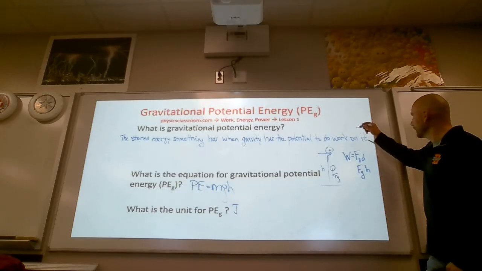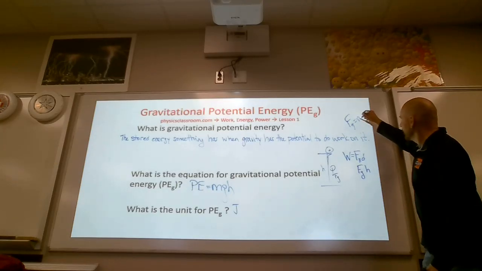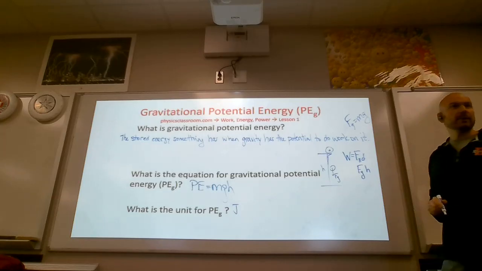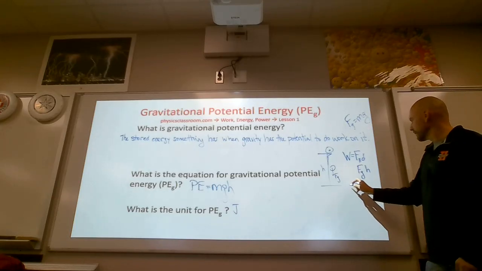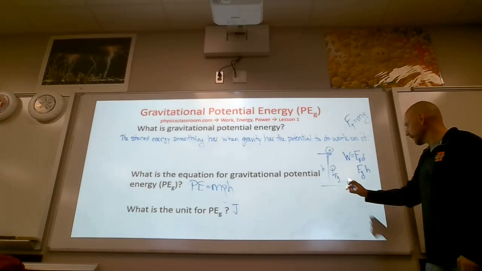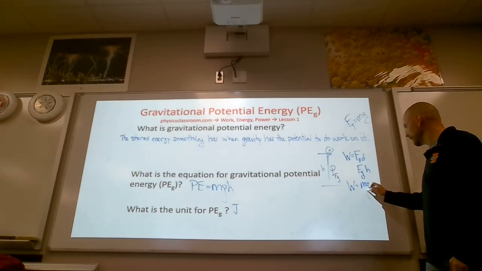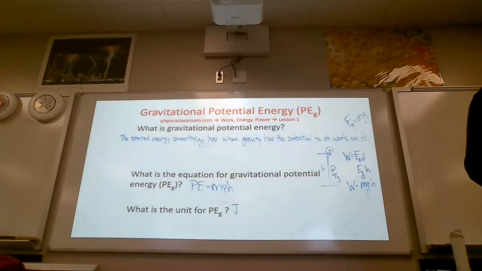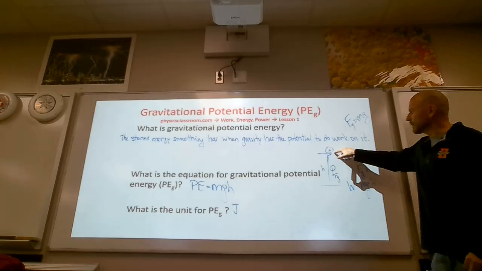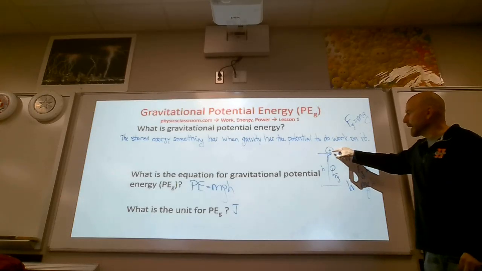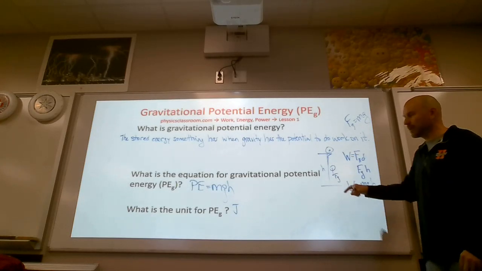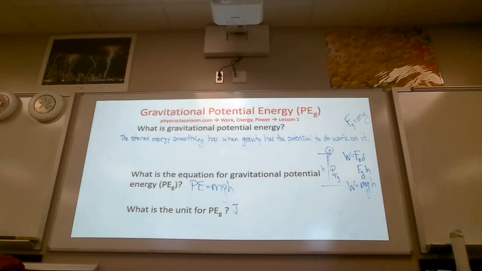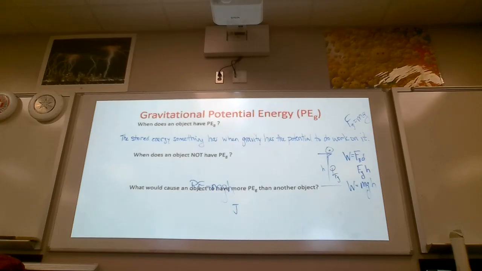Well, force of gravity equals mass times acceleration of gravity. So the work, as if this falls all the way, would be equal to the force of gravity times the distance, mgh. So in this location, gravity has the potential to do that much work on it. Good with that? Okay. Potential energy.